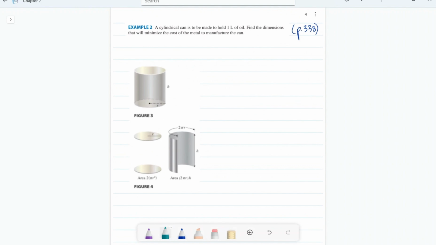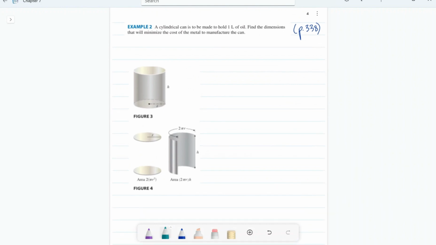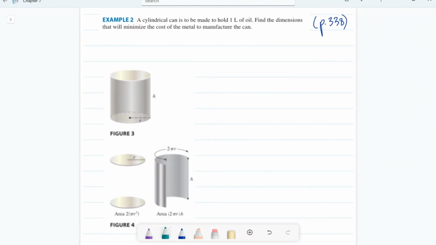So now let us move to another problem. We have a cylindrical can. It is to be made to hold 1 liter of oil. So this can that you see right here, it can hold 1 liter of oil. We would like to find the dimensions that will minimize the cost of metal to manufacture the can. So how do we do that?